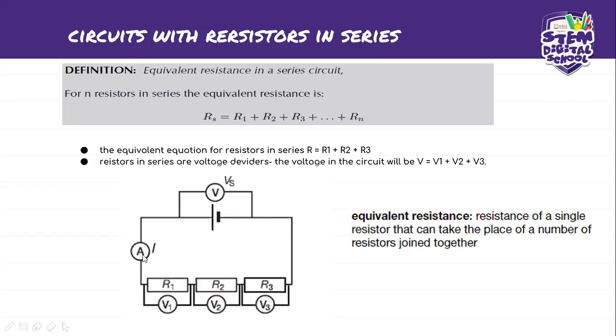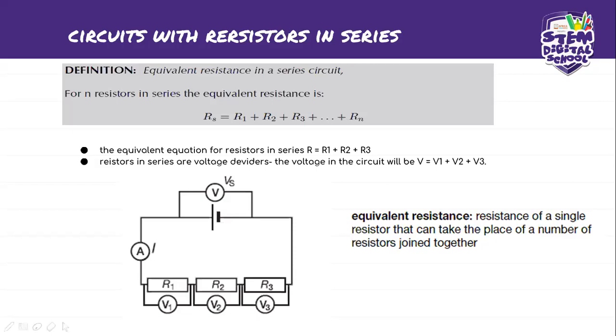So the current in each of these, because these are in series, is going to be equal. So basically here, your I1 is going to be equal to I2, which is equal to I3, and it will also be the same as the current over here.